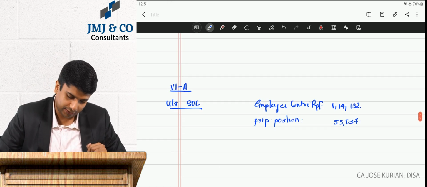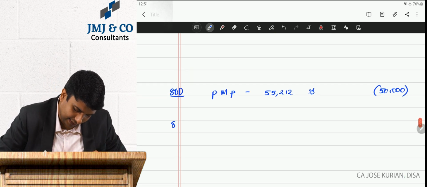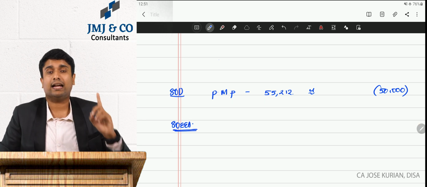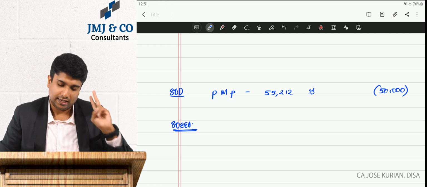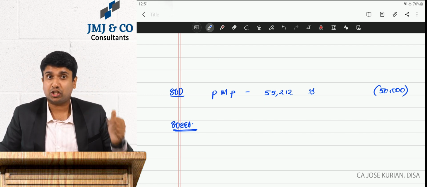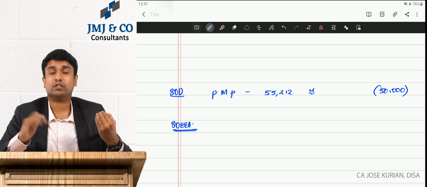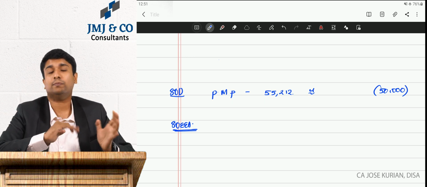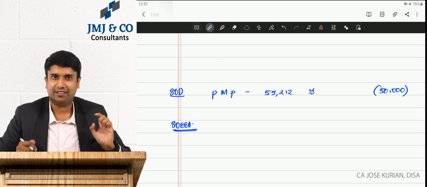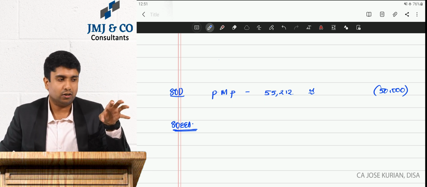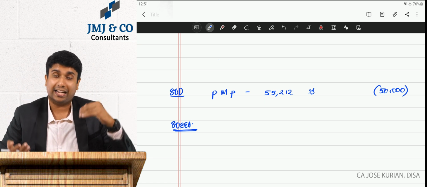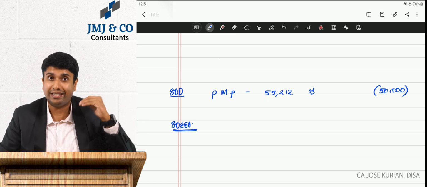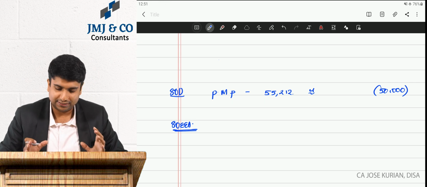Alright, so we will discuss that. So what about 80EEA? Friends, please listen. In 80EEA, there are certain conditions. Number 1, the stamp duty value of that house property should be less than 45 lakh. Number 2, the loan should be sanctioned between 1st April 2019 to 31st March 2021, and now it has been deferred to 2022 as well. Alright, so there is a loan period. The loan should be sanctioned between 1st April 2019 and 31st March 2022 as per the latest February 2021 annual budget.